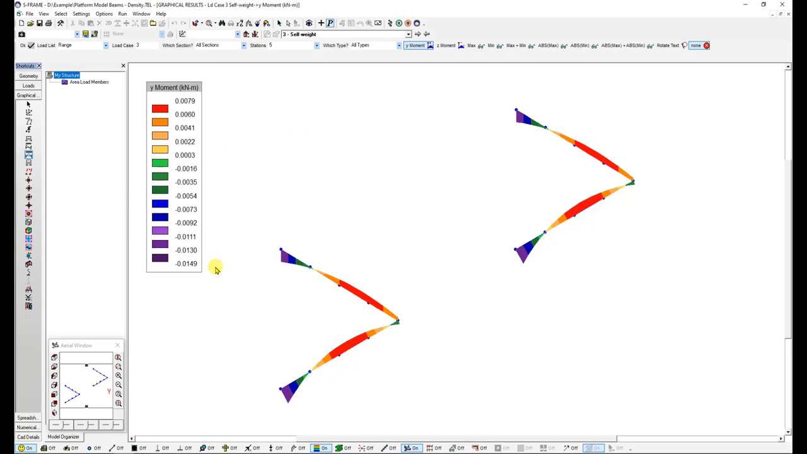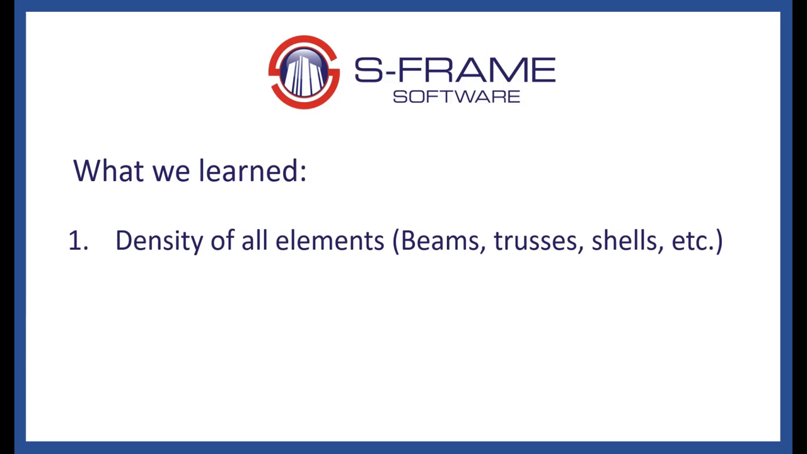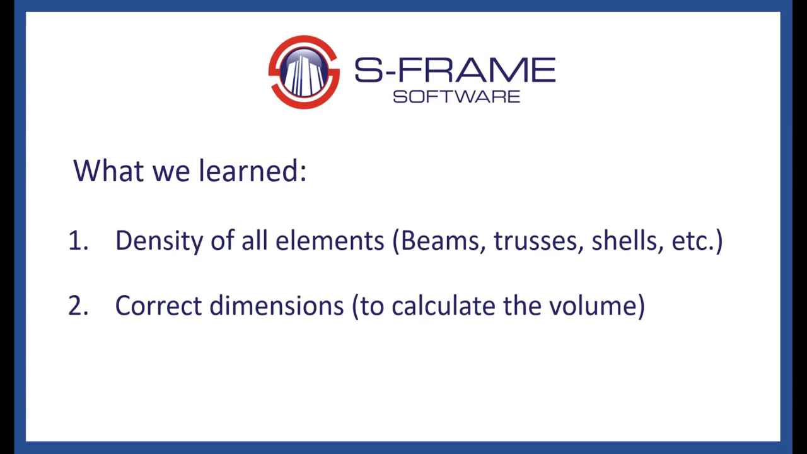moments, and so on. To summarize what we learned today, the first time we ran the analysis, the solver was looking for the mass of the structure. And in order for the solver to compute this mass, it requires two things: the density of all elements, such as beams, trusses, shells, etc., and the correct dimensions. With this information, it calculates the volume times the density, which gives us the mass. And the mass times acceleration will give us the force.